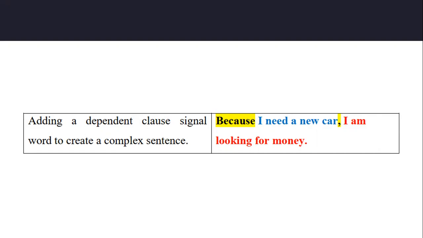So these are 5 ways to correct run-on sentences. And please keep in mind that run-on sentences are not acceptable in English writing. You need to have something that links these two sentences as we have seen.